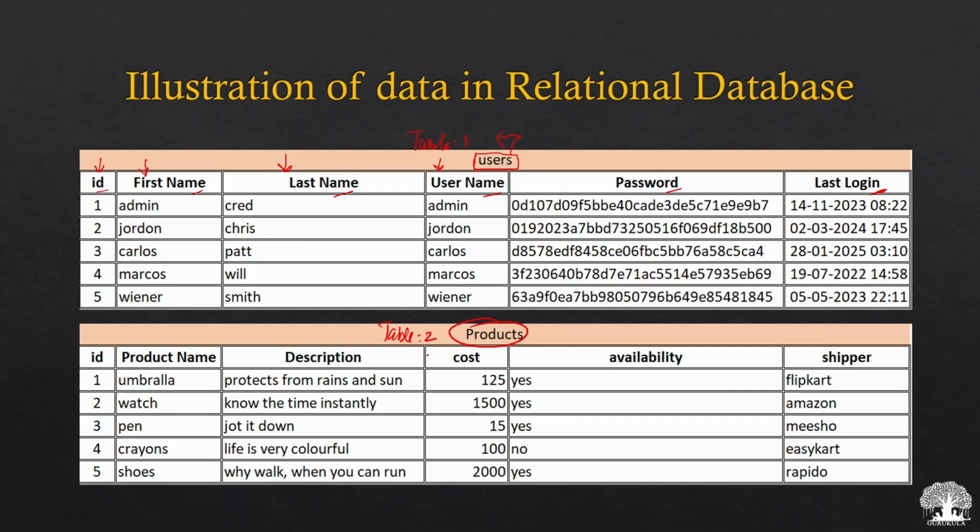Even this particular table will have 6 columns, which store the ID, product name, description, cost of that particular product, whether the product is available or not, and who is the shipper if the product is being ordered. This is an example case, and in real time it may have even more columns to store different information. I hope now you have a good understanding of what exactly databases are and how relational databases handle information.